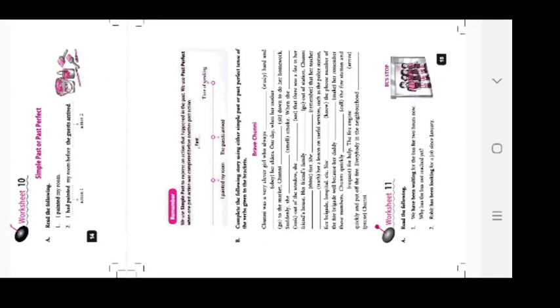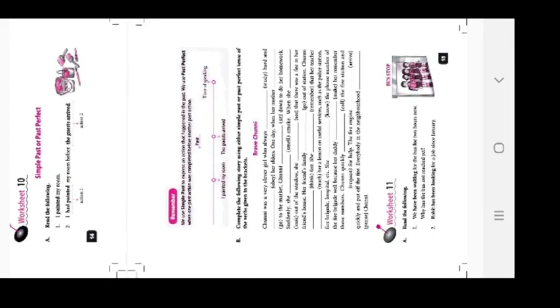So, for that one, which tense will we use? We will use past perfect tense because both the actions took place in the past. I hope you have understood. So, when will we use past perfect tense? When one past action was completed before another past action. Okay. So, there will be 2 past actions and one will be done before the other.